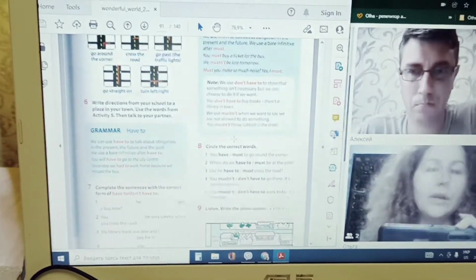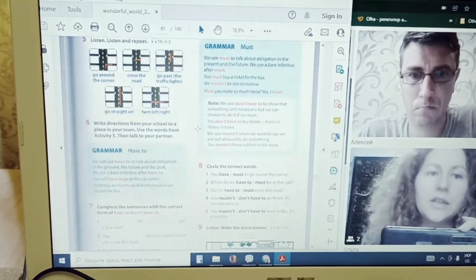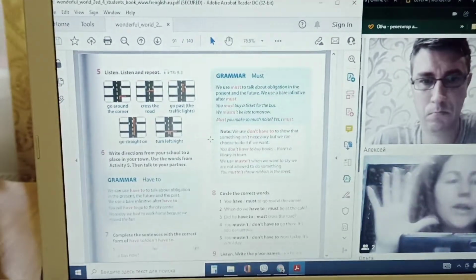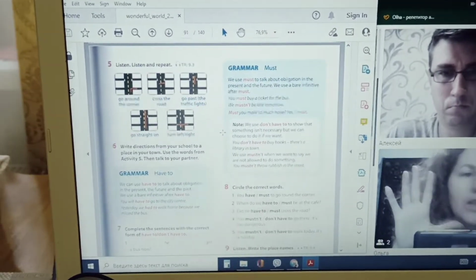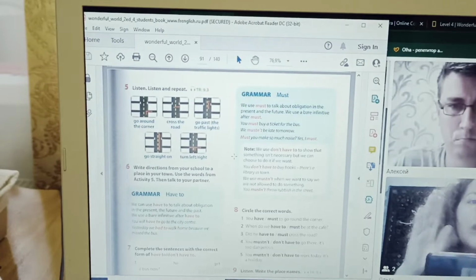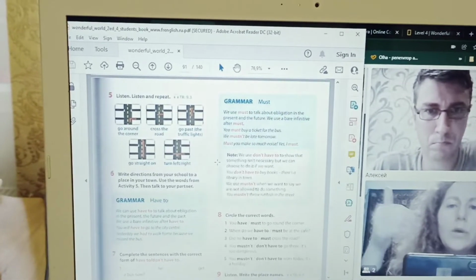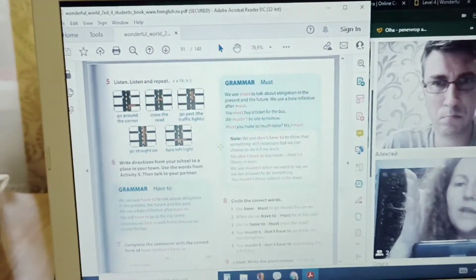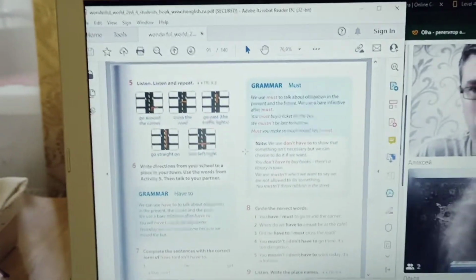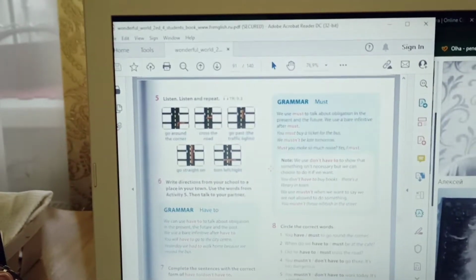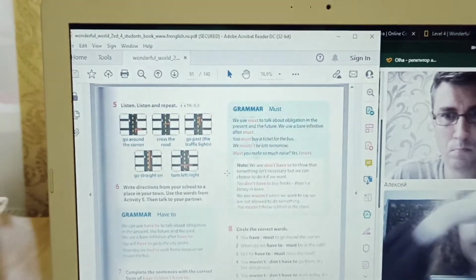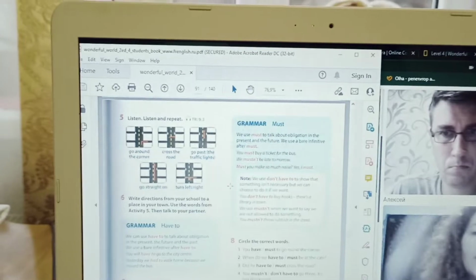Okay, go on. And now, scroll a little bit. Here we have the 5 simple ways to give some direction. Look, go around the corner. Go around the corner means if you go straight, you need to turn left or turn right on the first corner. Then, cross the road. It doesn't mean you cross from one side to another side.